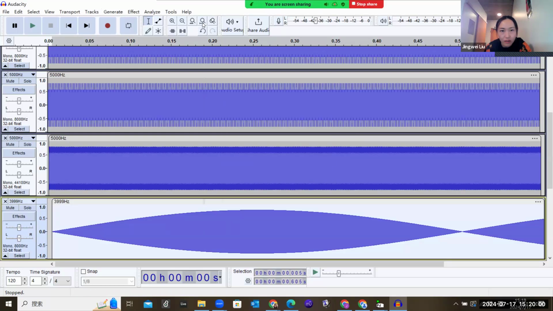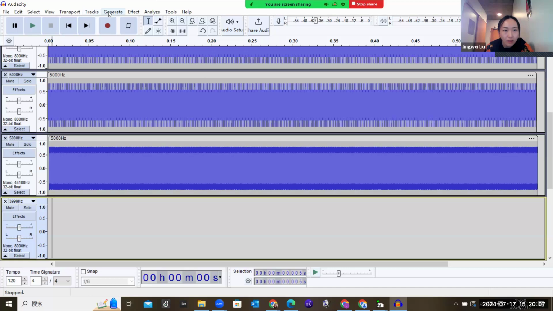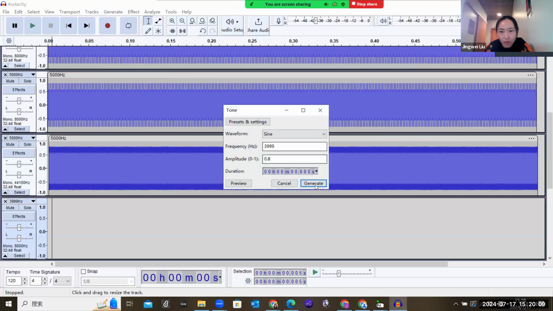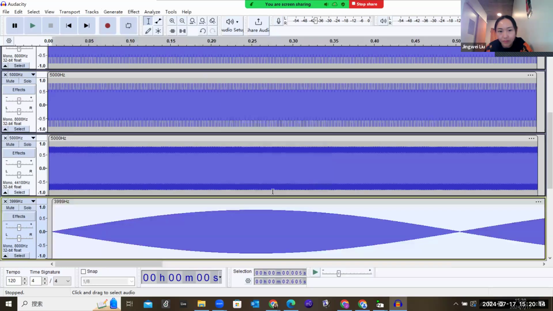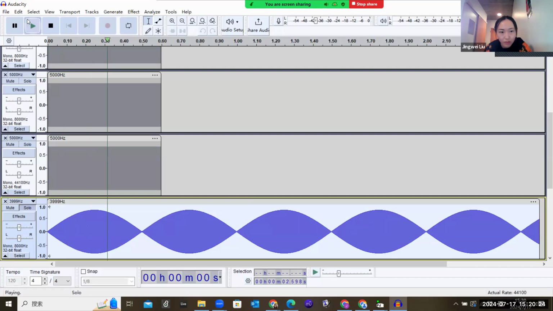You can see here, because I'm generating too short, let me change this to probably 2.6 seconds. And you can see here, it's of this form. And if we listen to this, it produces no sound. I don't know why. Okay, maybe I know why.